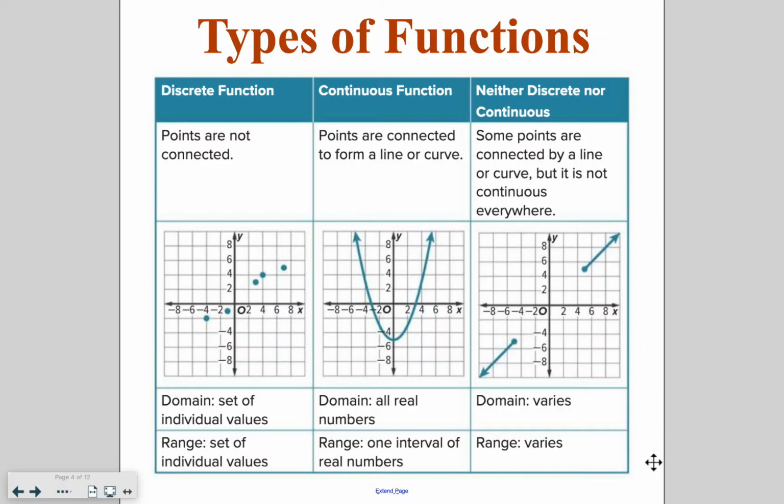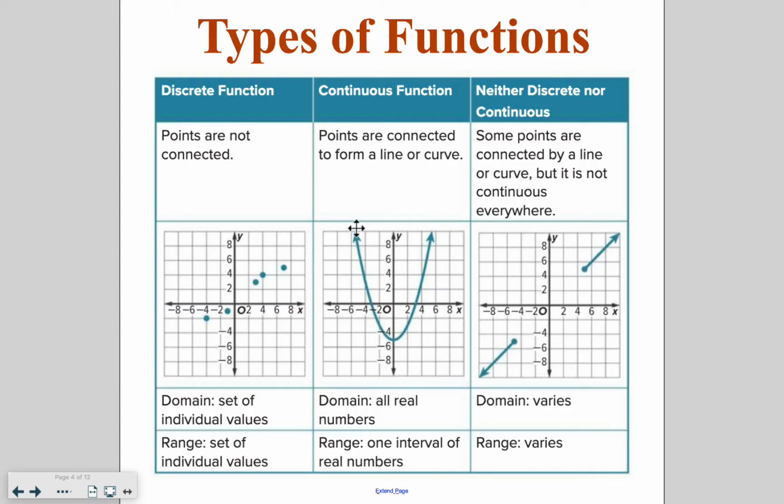So we're going to start by looking once again at this summary of discrete, continuous, and neither. So the discrete values, again, not connected. There is no line between them. Each point is isolated from the other one. The domain, again, being individual values. No fractions, no decimals allowed. The range also being individual values, so not being able to go in between those points.